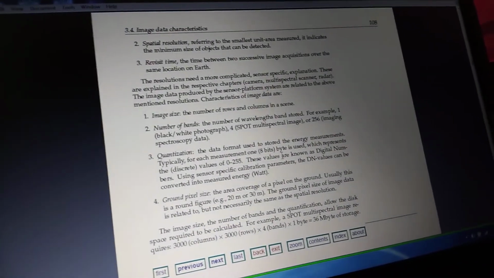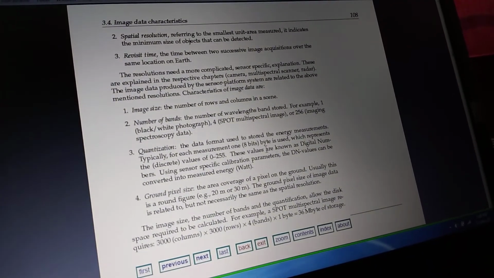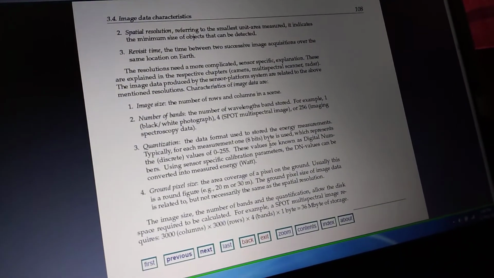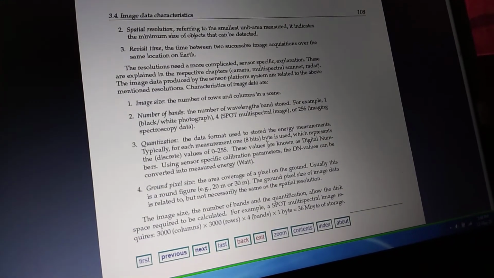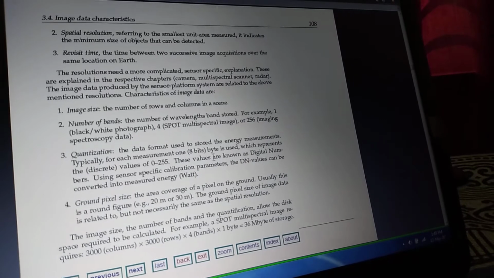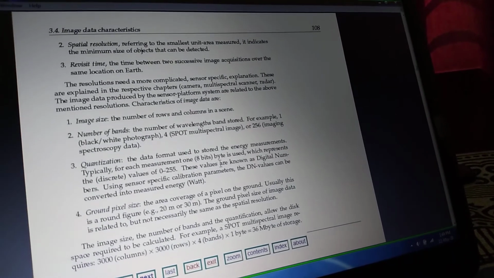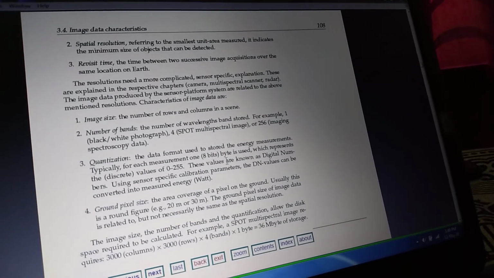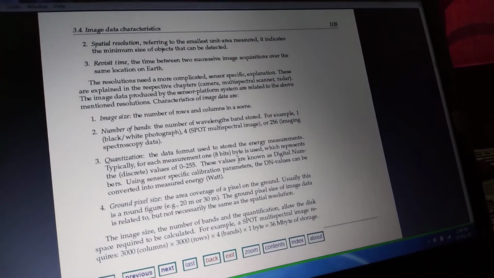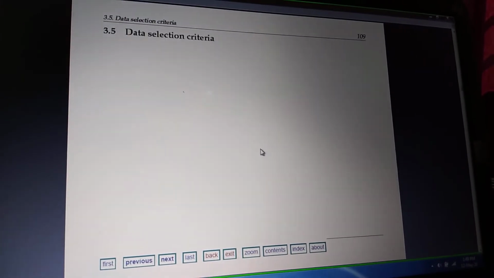The resolutions need a more complicated sensor-specific explanation. These are explained in the respective chapters. That means the camera, the multispectral scanner. The image data produced by the sensor platform system are related to the above mentioned resolution. So the characteristics of the image data are image size, number of bands, quantization, and ground pixel size. Depending upon these four parameters, we can find out the image data characteristics.